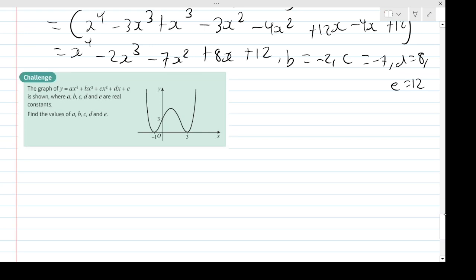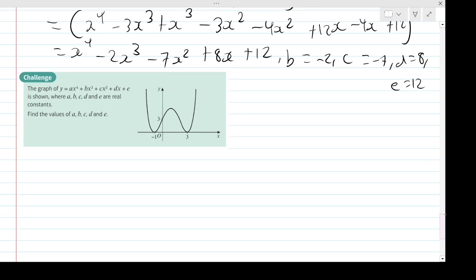Okay. Final question then. It's a challenge question, but it's perfectly doable, pretty similar to what we just did. So we have the graph again of a quartic like this. They need us to find all the missing values again. So again, firstly, let's consider what we're given. We're given this point, the y-intercept, and actually the two roots as well.